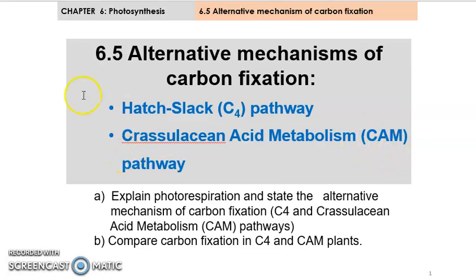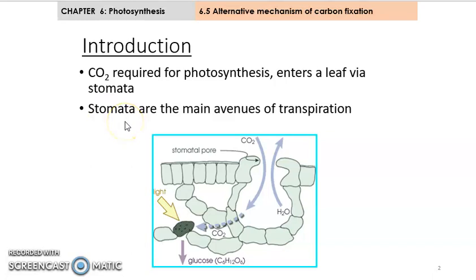Before that, first of all, you must understand the concept of photorespiration. As an introduction, if you look at this diagram, it shows the carbon dioxide entering the leaf cell. Carbon dioxide required for photosynthesis enters a leaf via stomata. Carbon dioxide will enter the Calvin cycle, and it will produce firstly glyceraldehyde triphosphate as an output. From the G3P, it will form glucose.